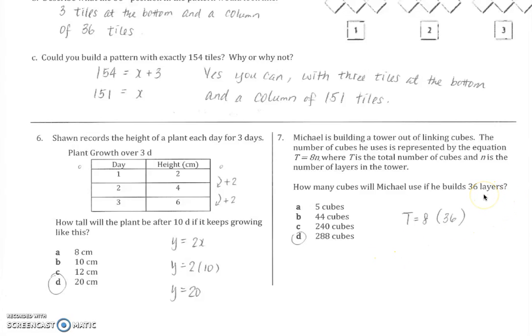So go back to the question, because we have information about how many layers we have and which letter in the equation refers to layers. Well, we can see that n is the number of layers in the tower, so n must be 36. So use 36 as n in the pattern rule, multiply 8 by 36, you get 288 cubes. Answer is D.